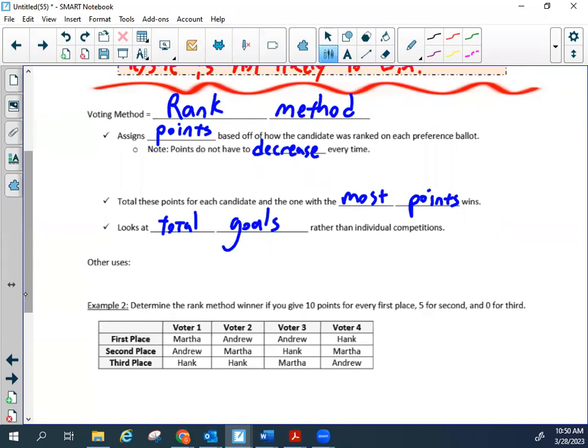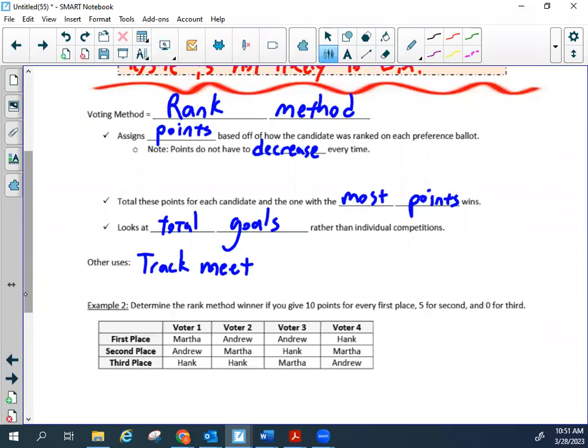So how can we use this? I think the easiest way to think about this is to think about a track meet. If we go to a track meet, first place gets however many points, second place gets a little less, third place gets a little less, and then at the end of the meet, we total everyone's points. The team with the highest score wins. So that's really what it is.